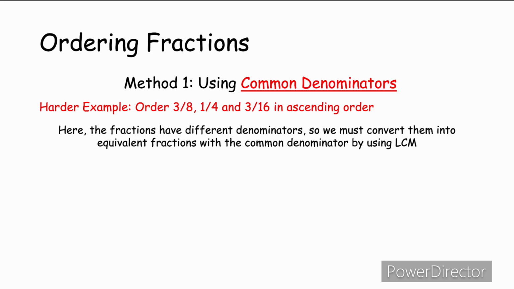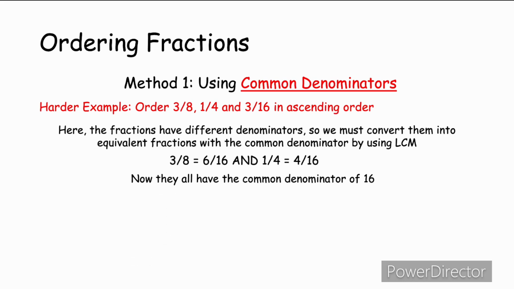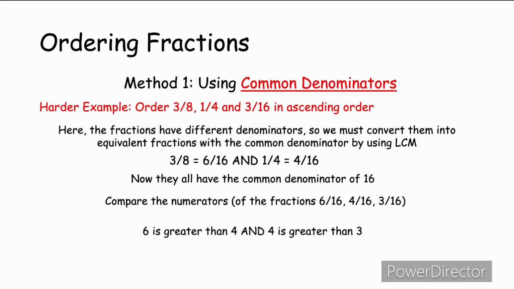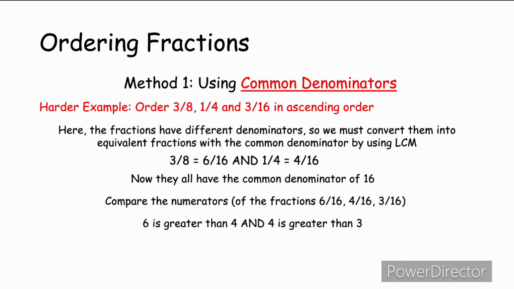In this case, as the LCM of 8, 4, and 16 is 16, you can convert 3/8 and 1/4 into equivalent fractions, 6/16 and 4/16 respectively. Now, you can compare the numerators directly. 6 is greater than 4, and 4 is greater than 3, so the order is 3/16, 1/4, and 3/8.